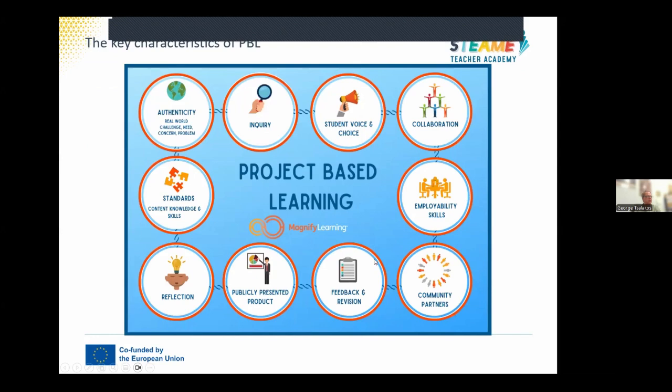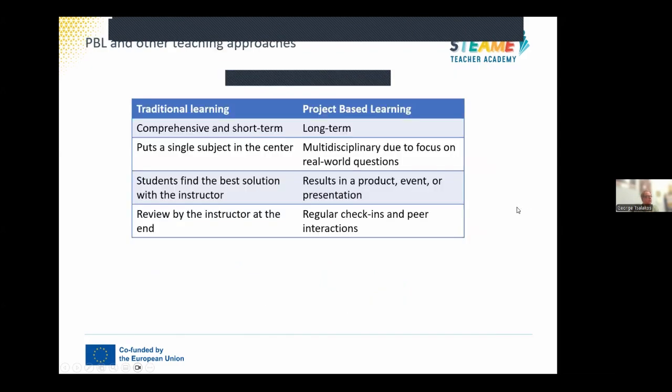One picture about the characteristics of project-based learning, you see these main characteristics. I will not repeat them. And let's see how we compare project-based learning with other teaching approaches.